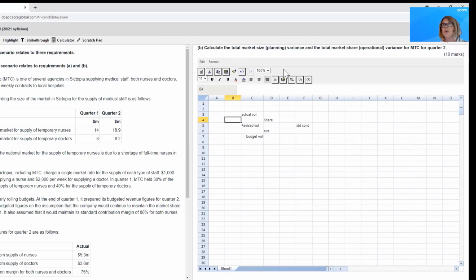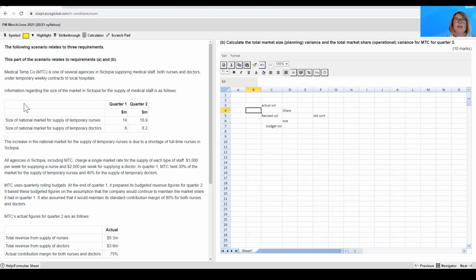So they want the total though. So we've got to make sure that if there's two to calculate, you add them up. That was something that is going to be pointed out. So let's now read it through.